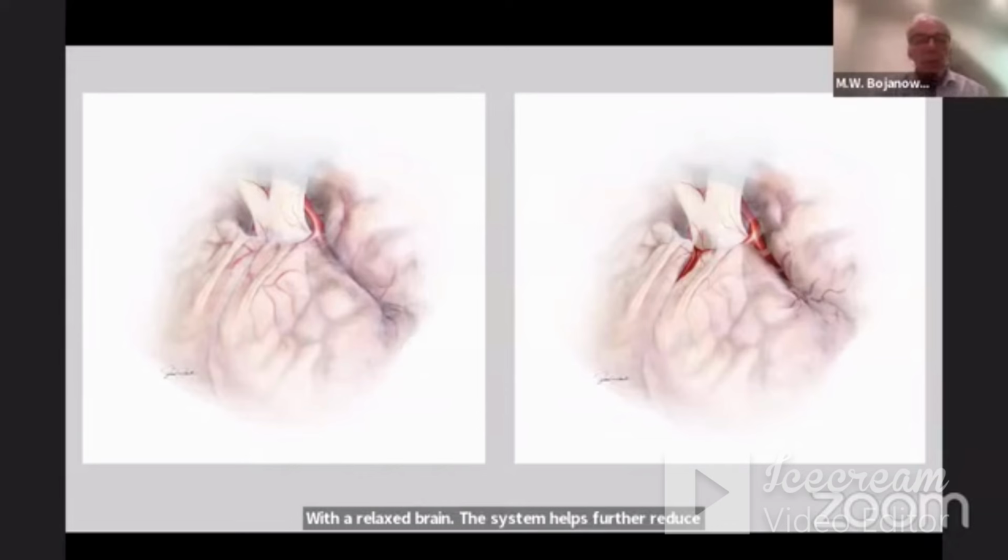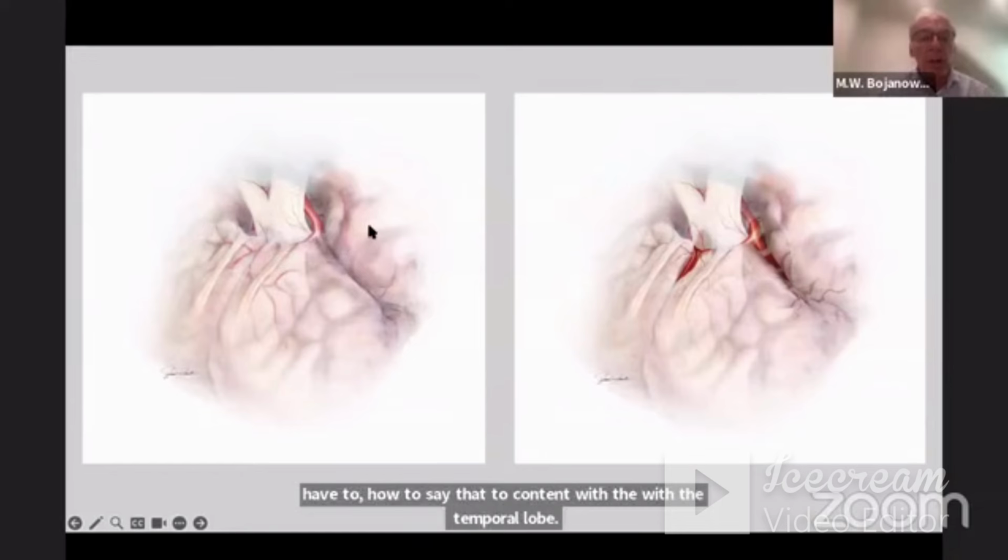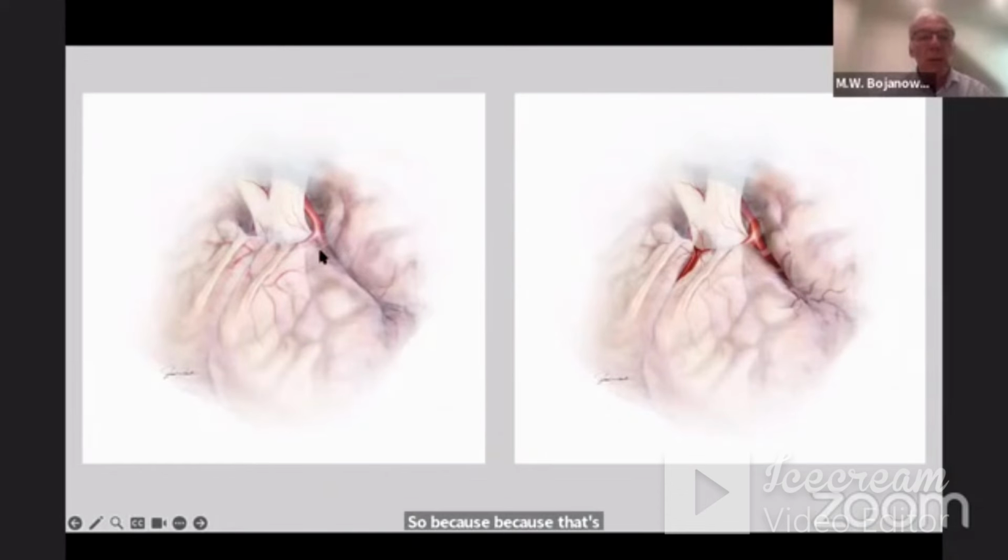When you want to expose the A1 portion, if you do not open the cistern widely, you have to contend with the temporal lobe. Because the arachnoid is attached here to the temporal lobe, if you have to expose this, you have to contend with the temporal lobe. So if you open this, you will reduce the need for retraction and the force you will apply in order to expose that.